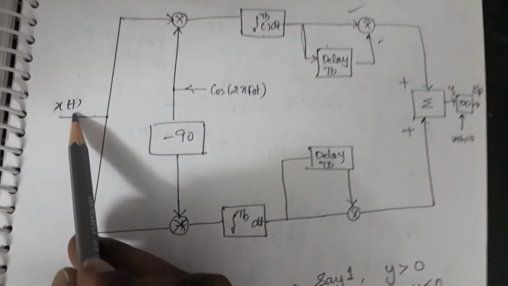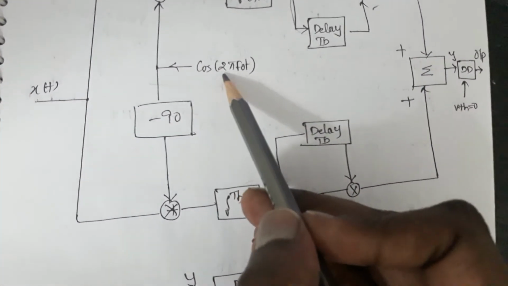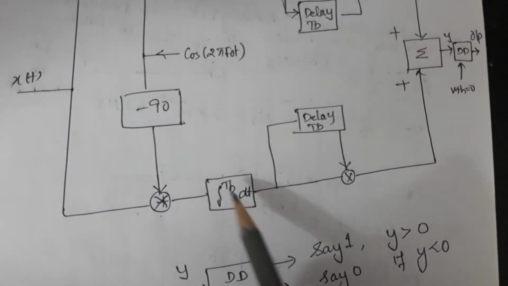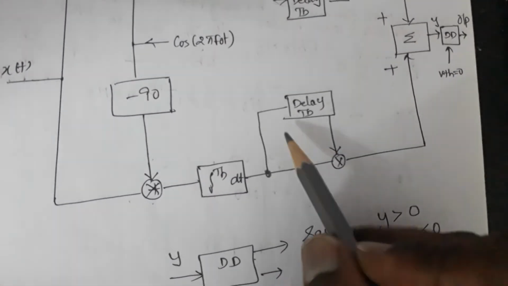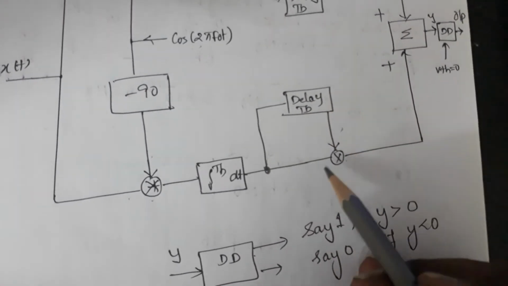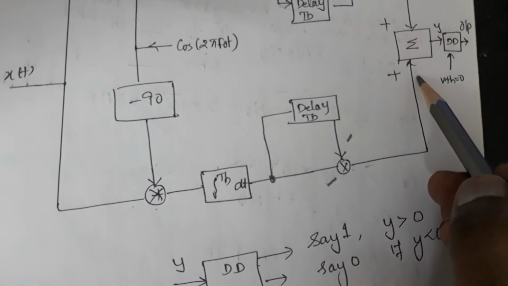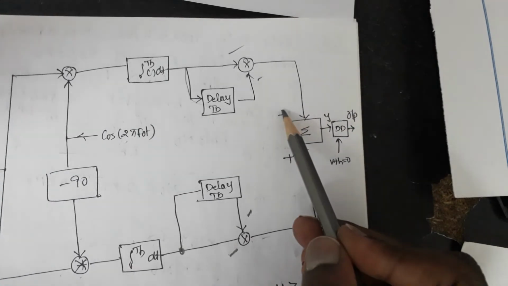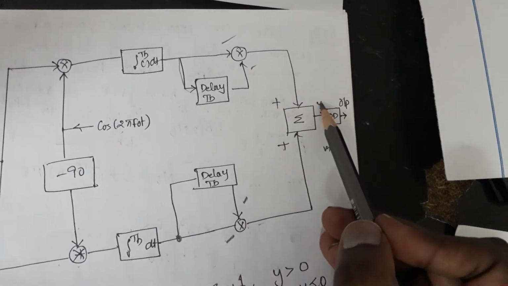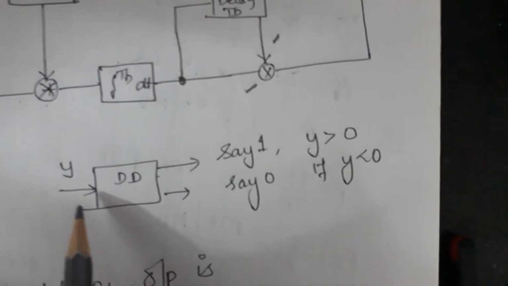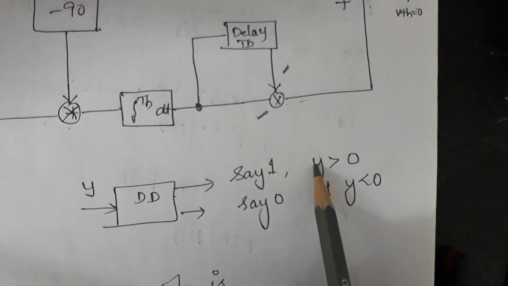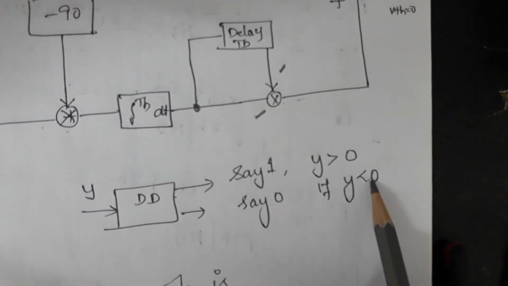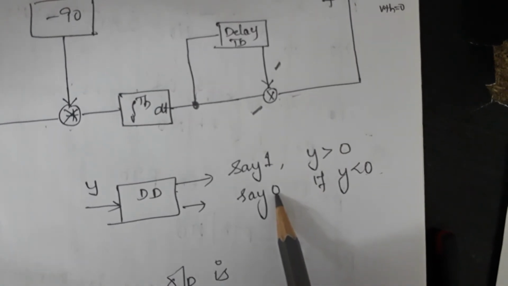Similarly, when I receive x of t here, I have got cos with a phase shift of minus 90 degrees. Again you multiply the value here, 0 to TB integration. You can observe the only difference is the forward delay. Then it is multiplied with this value, and again it is given here. And this is the output you have got here. So what is y? This plus this is nothing but y. So y greater than 0, output is symbol 1. Y less than 0, the output is symbol 0.